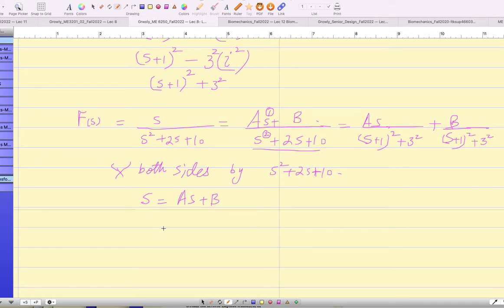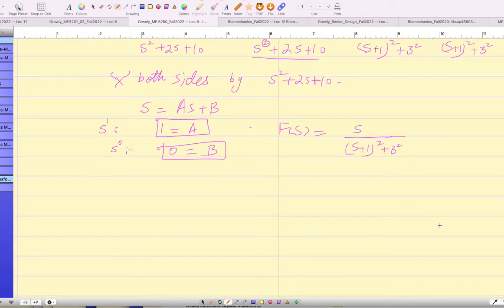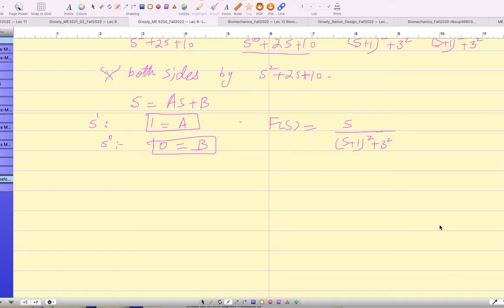Now you will compare the coefficients. For s to the power 1, the left hand side is 1, so it is A. For s to the power 0, the left hand side is 0, so it is B. Agreed? So let's write it down. f of s equals, A is 1, so s over s plus 1 whole square plus 3 squared. B is 0, don't worry about that.